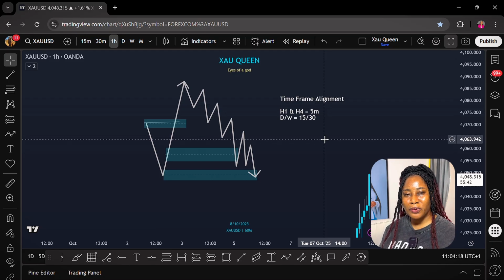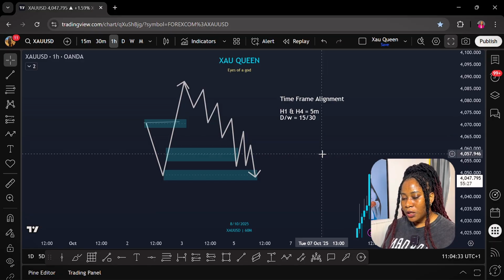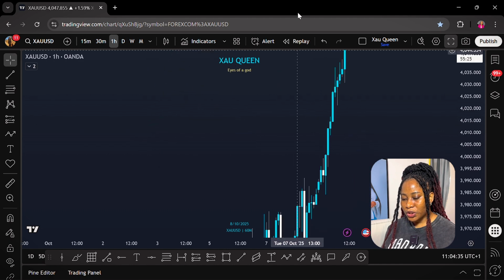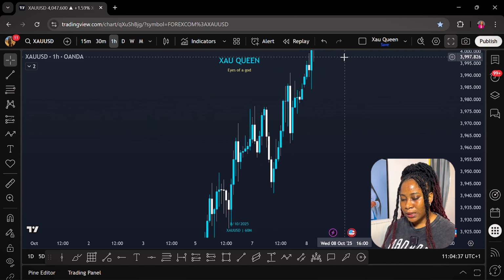Now, don't pick a POI on the daily and then go for a 5 minutes entry. That's bastardizing it here. Make sure you go with 15 or 30 minutes, even at times 1 hour. It just depends on the structure alignment. So let's get to the chart work. Let me give you some examples.